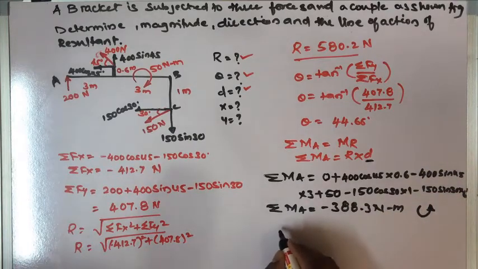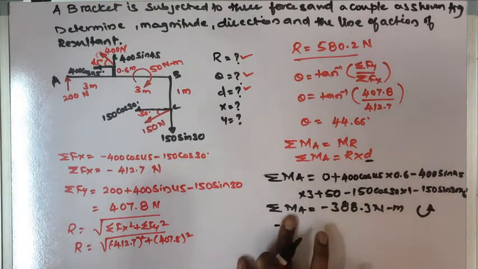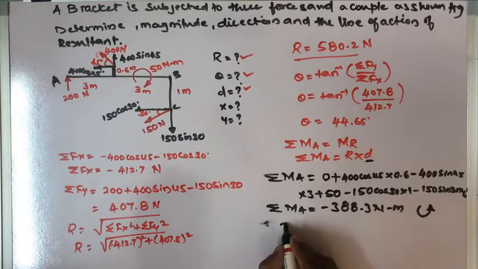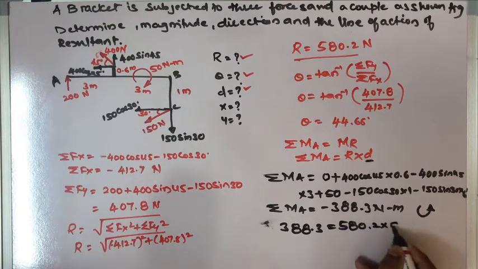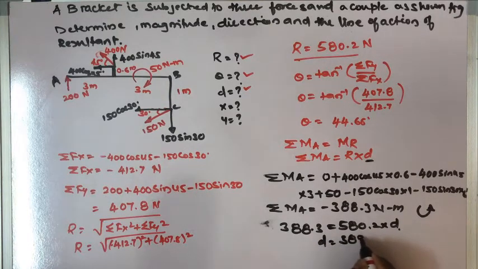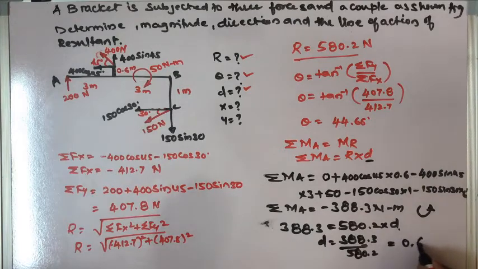So now d can be calculated by substituting the values into the above equation. I'll write only the value, not the sign. 388.3 equals R, which is 580.2, into the distance d. So the d value we'll get is 388.3 divided by 580.2, which is 0.660. Okay, this is the d value.